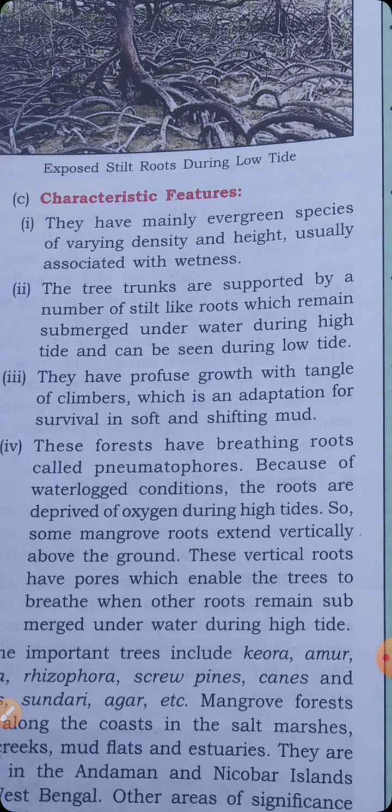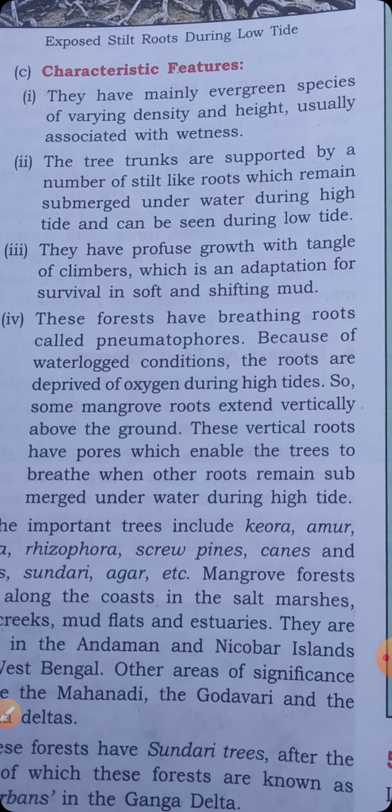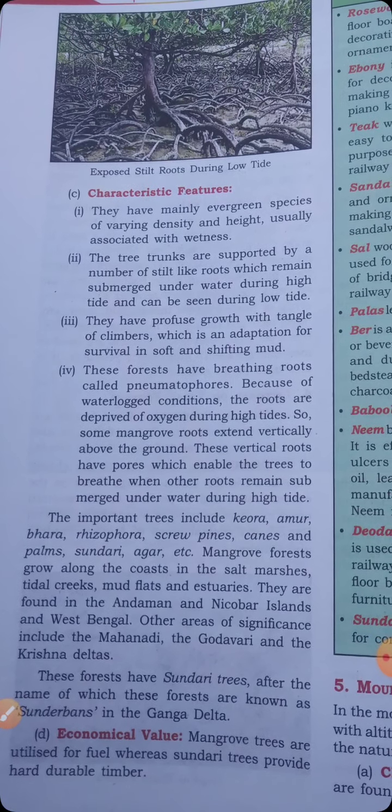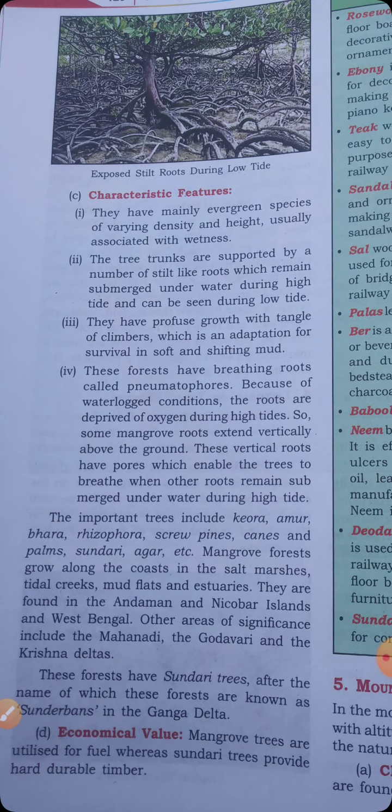Pneumatophores, you are studying in biology also. Because of waterlogged conditions, the roots are deprived of oxygen during high tides. So some mangrove roots extend vertically above the ground. These vertical roots have pores which enable the trees to breathe when other roots remain submerged underwater during high tide. The important trees include Keora, Amur, Bhara, Rhizophora, screw pines, canes, palms, sundari, agar, etc.